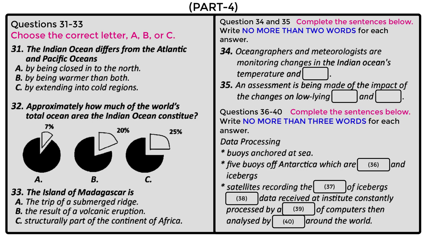Here at the Institute, the raw data from the various sources are received and the information is then constantly processed by a bank of computers. Once the data have been collated, the next step in the process is the analysis by experts here and at centres around the world, looking for even the slightest shift in patterns of temperature, wind, and sea levels.